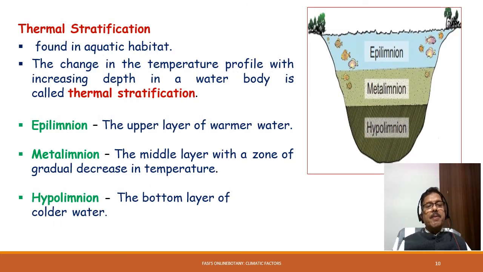Thermal stratification. It is usually found in aquatic habitats. The change in temperature profile with increasing depth in a water body is called thermal stratification. There are three kinds of thermal stratification. Epilimnion, the upper layer of warmer water; metalimnion, the middle layer, the zone of gradual decrease in temperature; and hypolimnion, the bottom layer of cold water.